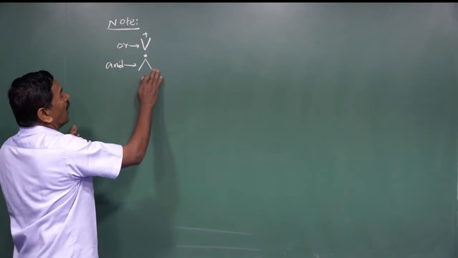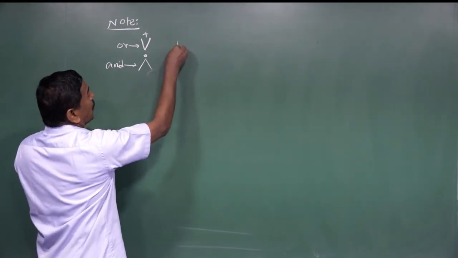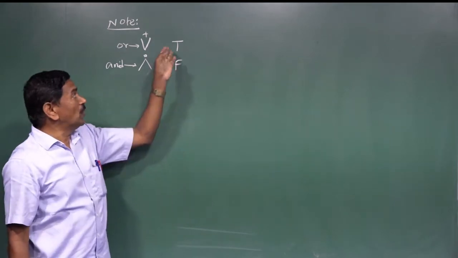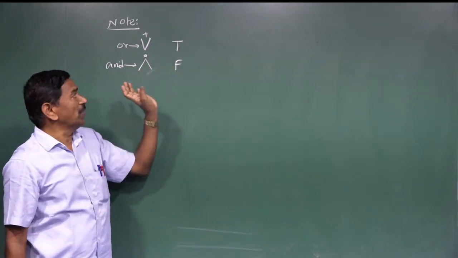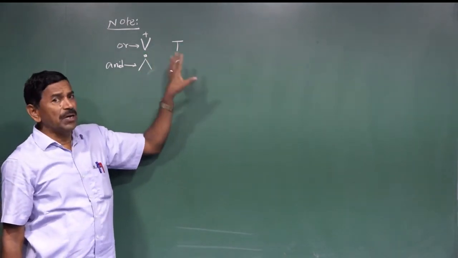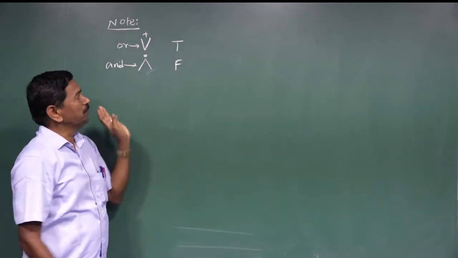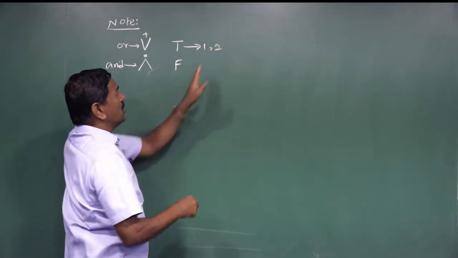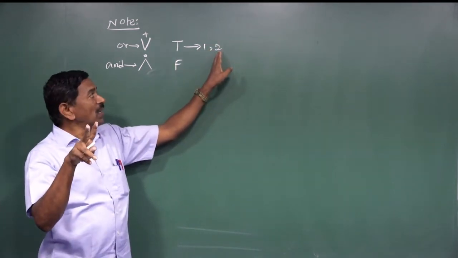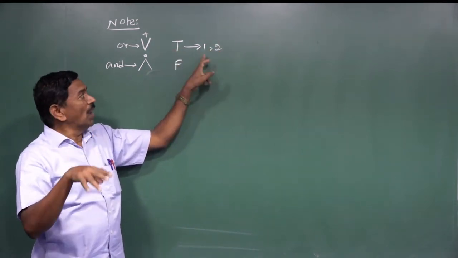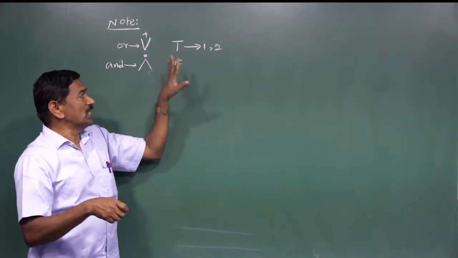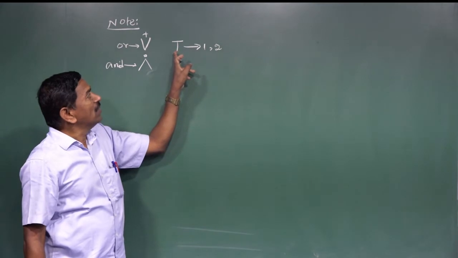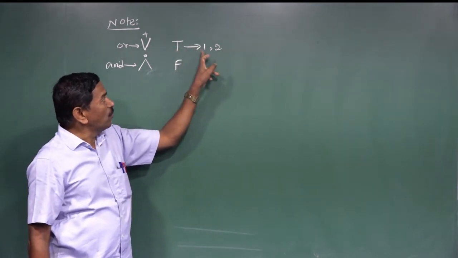That's the idea. And one more idea. Here we have true and false. To draw the truth table, we need true and false. The truth table is filled by true and false. Now, true means 1, or sometimes 2. Suppose your answer is 2, that also means true, and 1 means true.